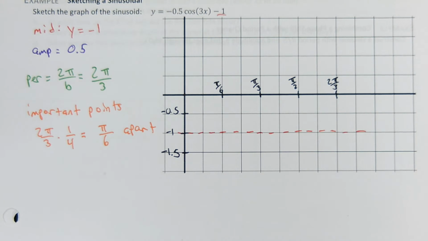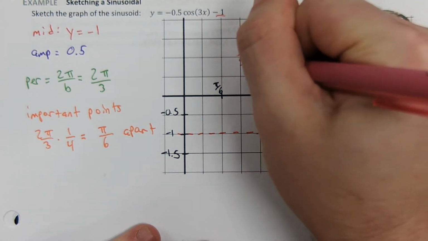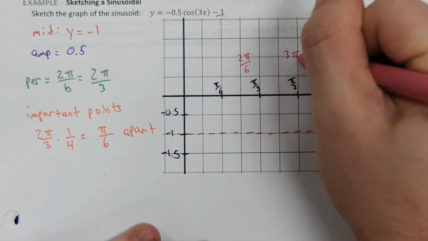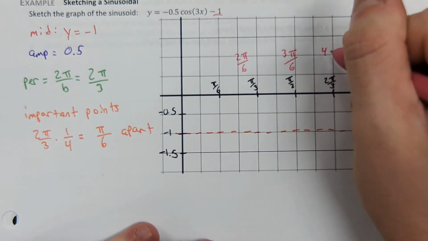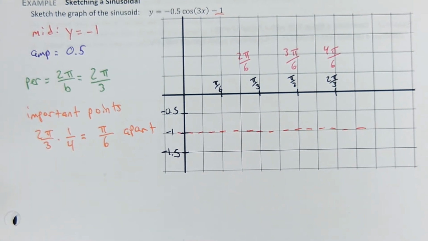2 pi over 6, 3 pi over 6, 4 pi over 6. See, we're just going by pi over 6s. And then they're reduced, of course.